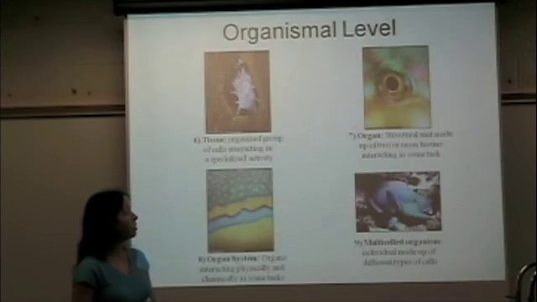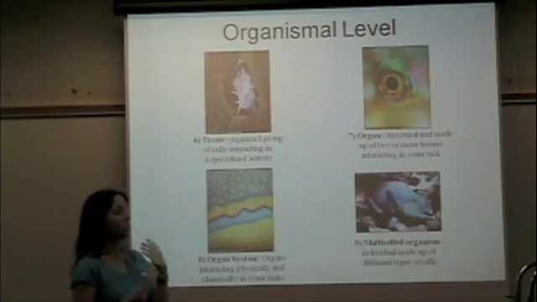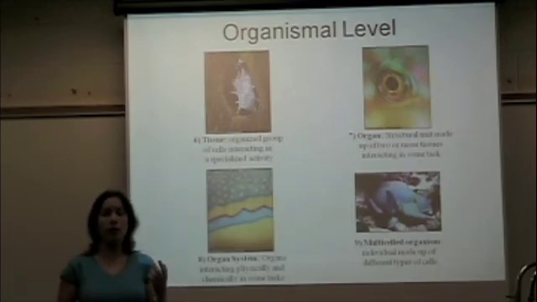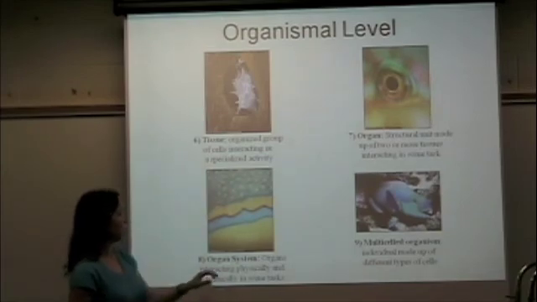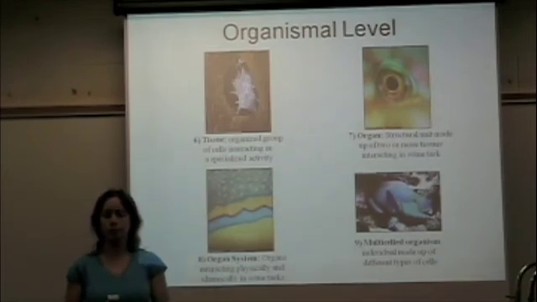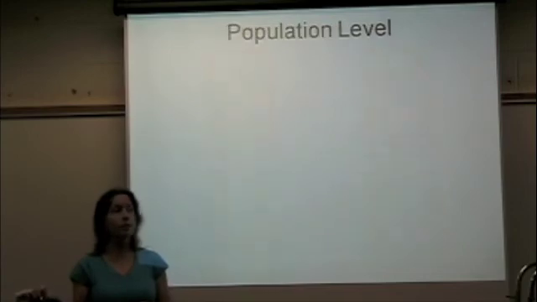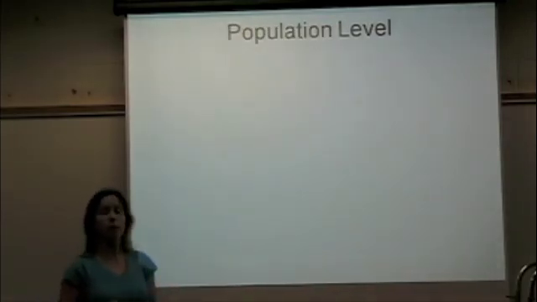Finally, on the organismal level, we have a multi-celled organism, and this is a parrotfish. And a multi-celled organism is an individual that's made up of different types of cells. And those cells are organized into tissues and organs and organ systems. The highest level of organization is the population level.